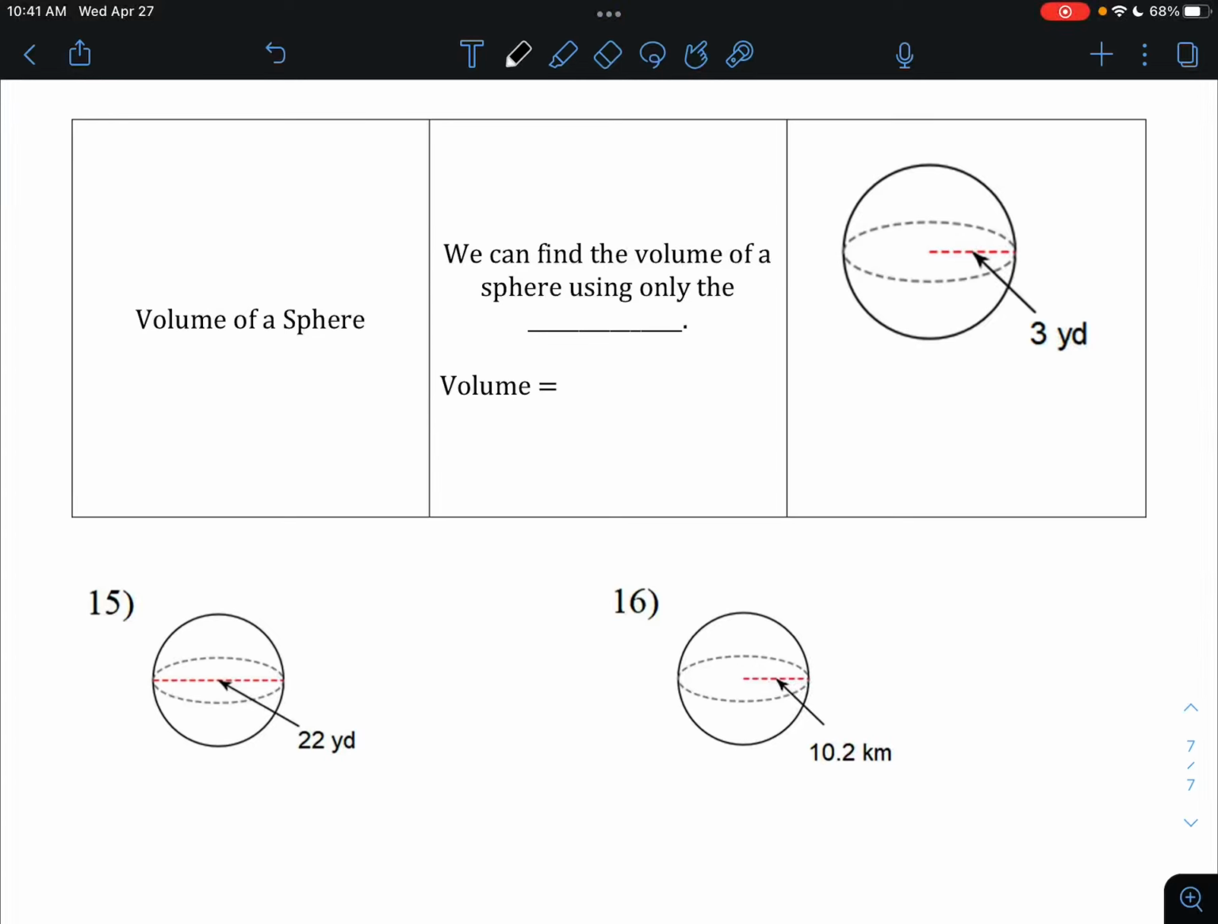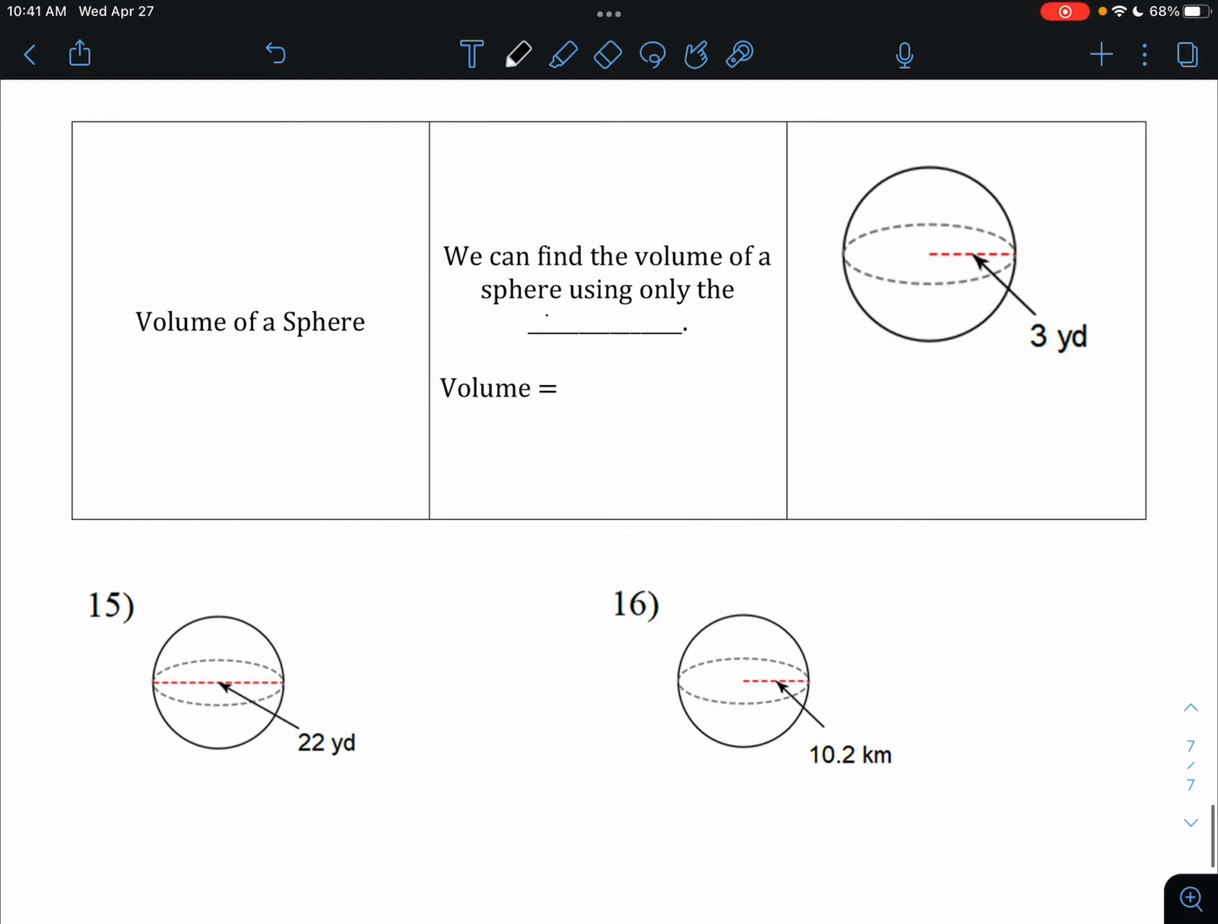All right, in this last video, we're going to be looking at how to find the volume of a sphere. And just like the surface area of a sphere, this is the simplest formula. For the volume of a sphere, just like with surface area, we only need the radius of the sphere. And here's the formula. The volume of a sphere is 4/3 pi times radius cubed.